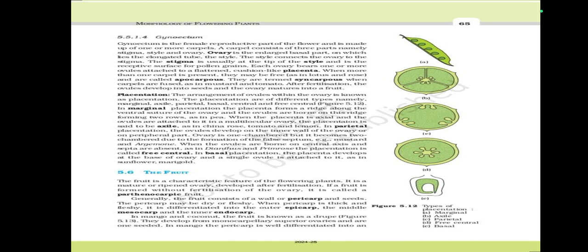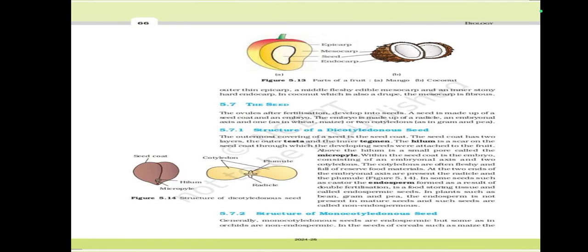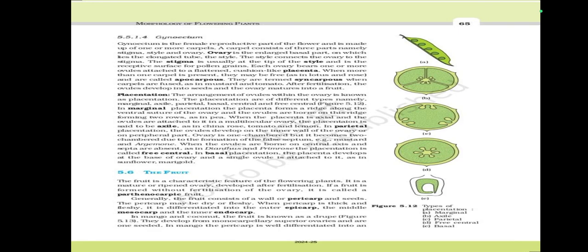In mango and coconut, the fruit is known as a drupe, which is shown in figure 5.13. They develop from monocarpellary superior ovaries and are one-seeded. In mango, the pericarp is well differentiated into an outer thin epicarp, the middle fleshy edible mesocarp, and the inner stony hard endocarp. In coconut, which is also a drupe, the mesocarp is fibrous.